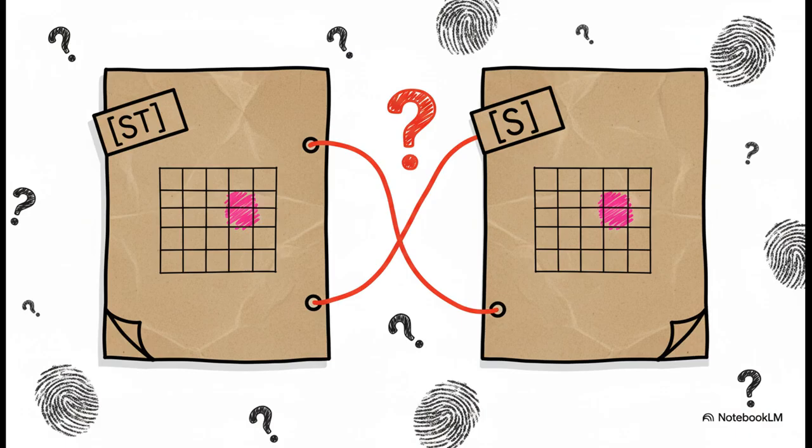Here they are, our two key pieces of evidence. We've got the matrix for the combined transformation ST and the matrix for the transformation S. And notice, our suspect, A, is embedded in both of them. The entire case really hinges on figuring out the relationship between these two.